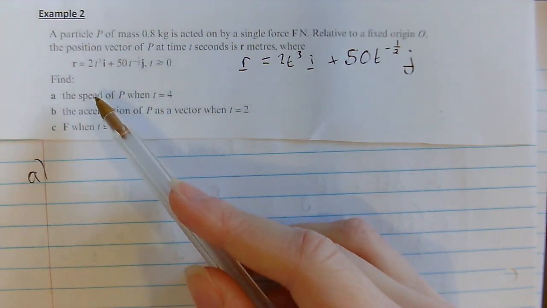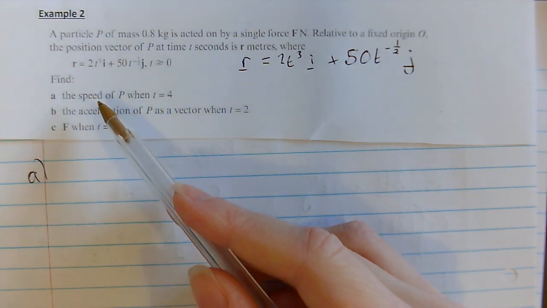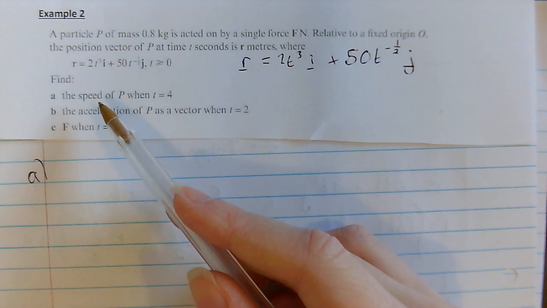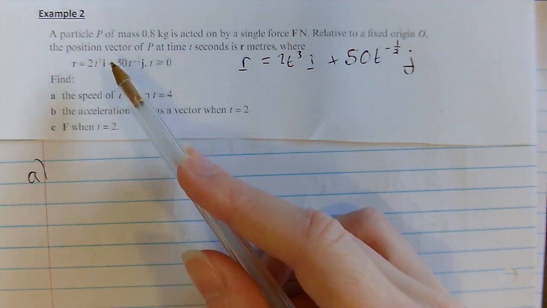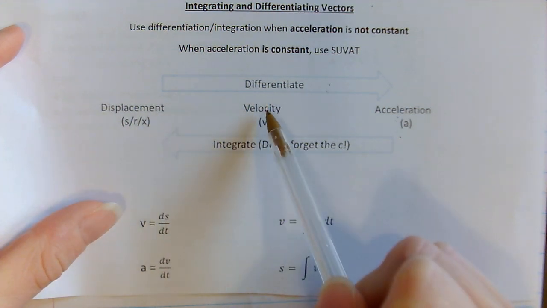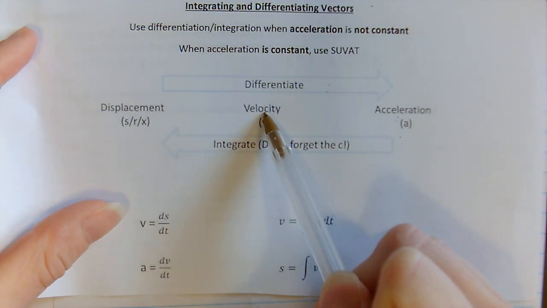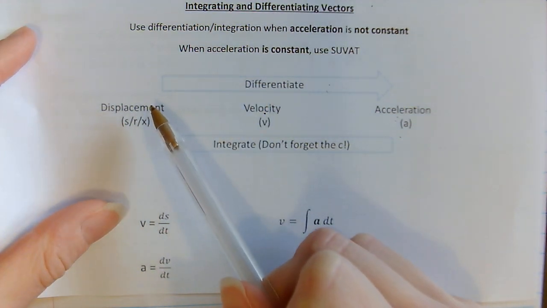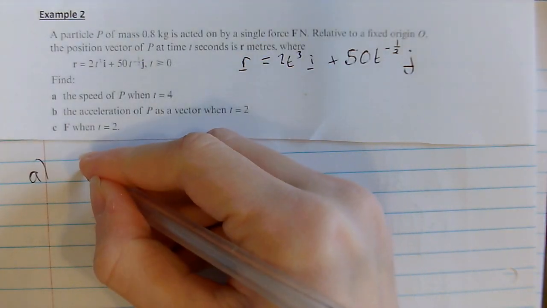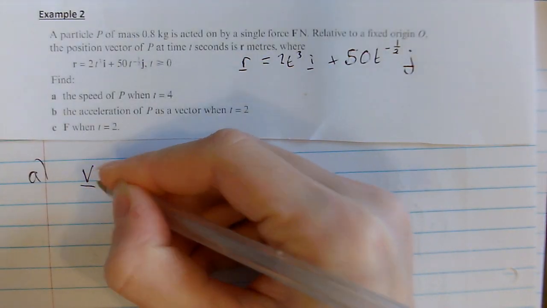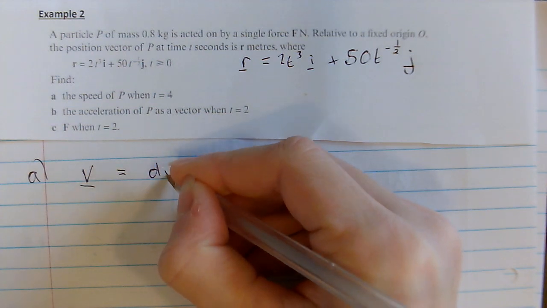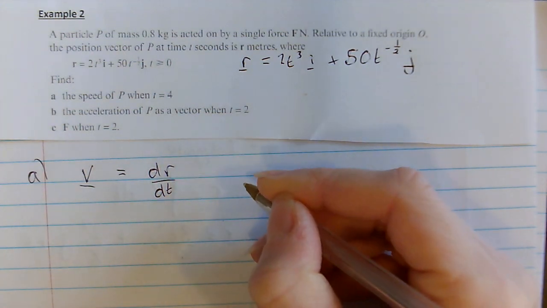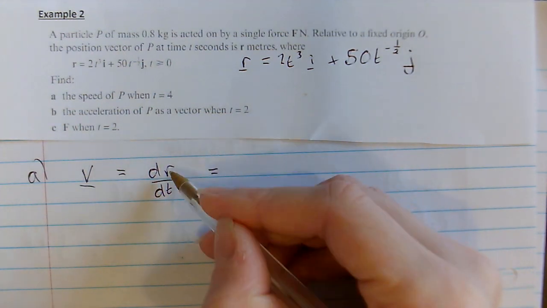Now, if I'm thinking of speed, then I'm thinking of velocity. And if I want velocity, well, if we think back now, I've got r, so I've got the displacement. If I've got the displacement and I want velocity, then I'm going to differentiate. So I'm going to differentiate displacement, and that will give me the velocity. Okay, so we can say that v equals dr over dt.